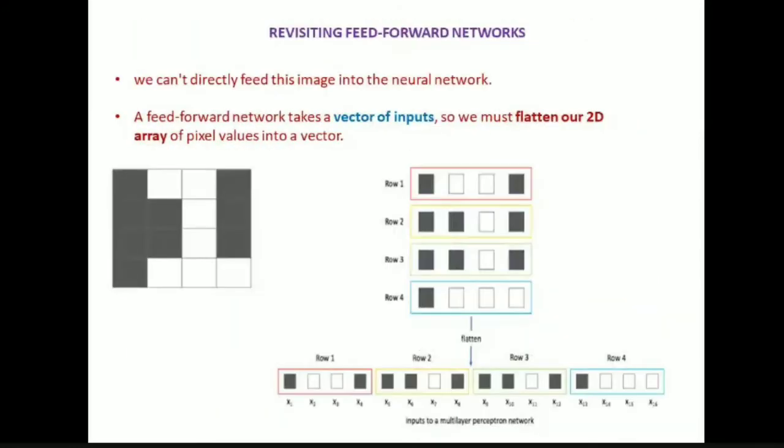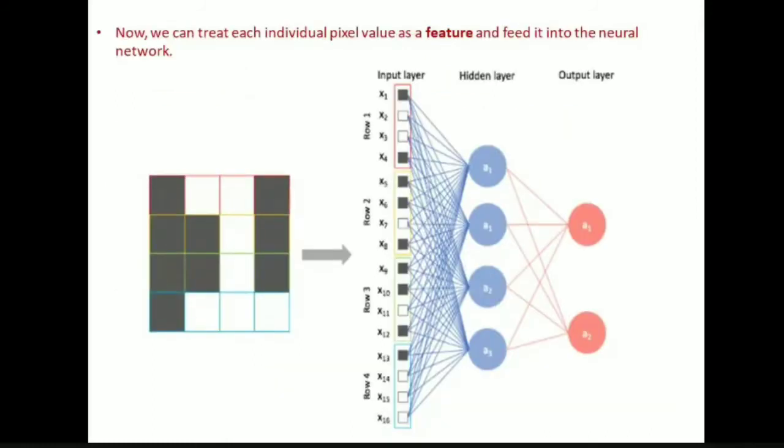We cannot directly feed a 2D image into the feed forward neural network, and that is the reason we are flattening our 2D array of pixel values into vectors, and then giving this input to a multi-layer perceptron network or feed forward neural network. So every pixel is now acting as an input feature. The first pixel is x1, the second pixel x2, the third one x3, the fourth one x4, and so on up to the 16th pixel as x16.